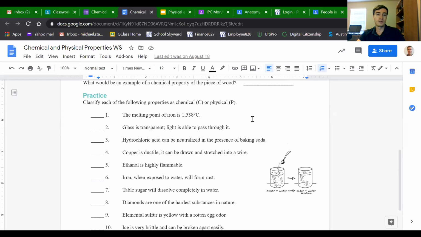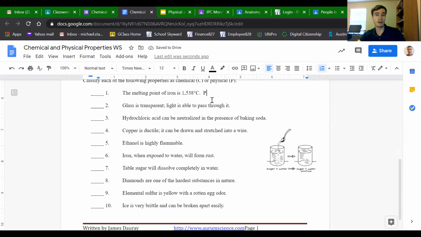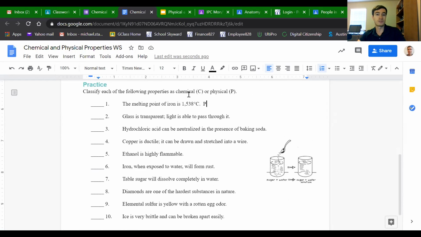You can do that by writing down a C or a P for each one of these questions. So C meaning that you think this describes a chemical property, and P meaning you think this describes a physical property.